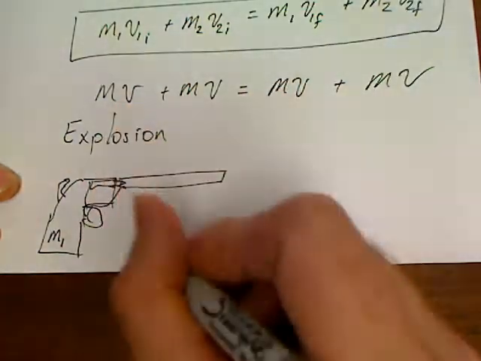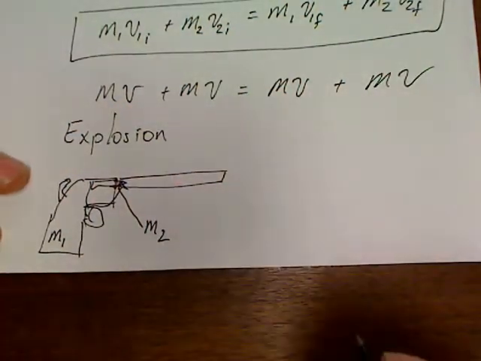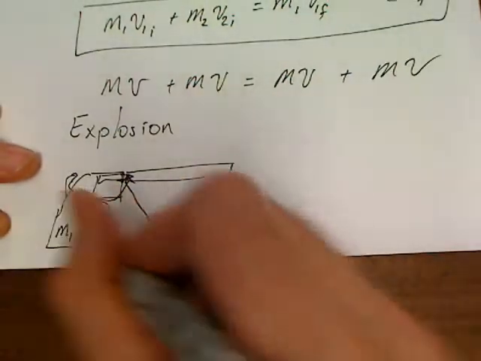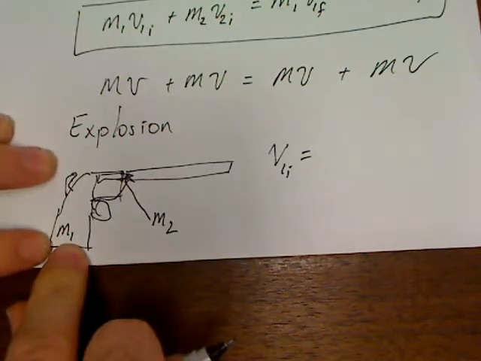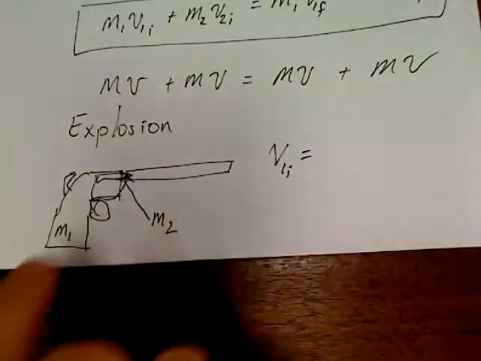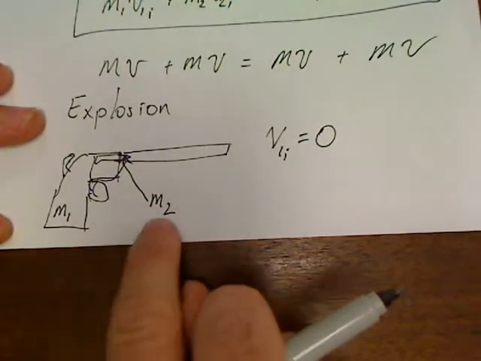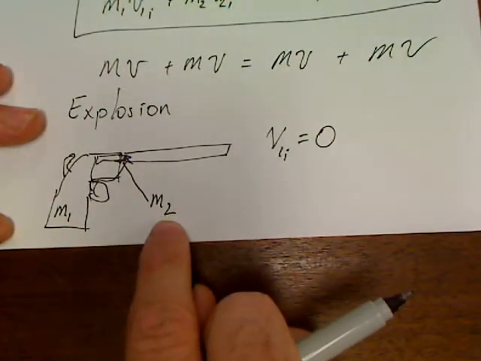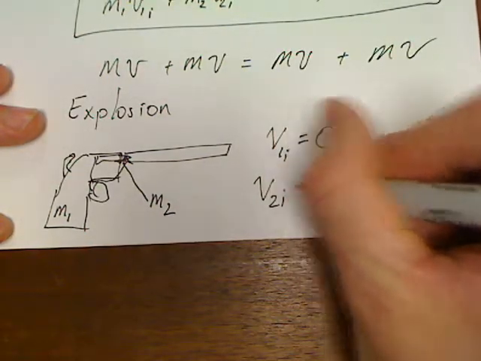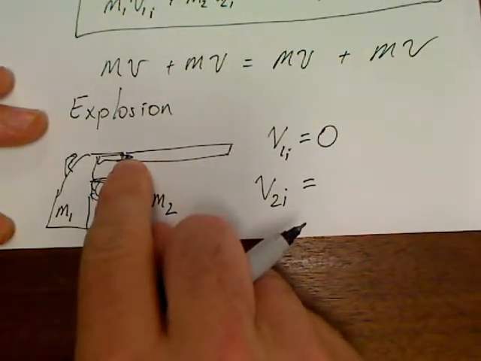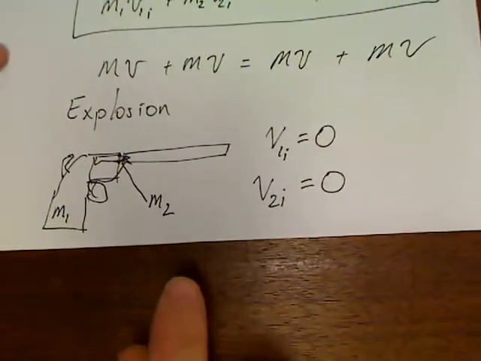So let's call the gun M1, and let's say that bullet in there is M2. So my question would be, what is V1 initial? Well, the gun is just sitting here, just doing nothing. So that means its velocity is 0. And then we look at this object over here, M2 V2 initial. The bullet is just sitting there. Until you pull the trigger, nothing's going to happen. So that's 0.